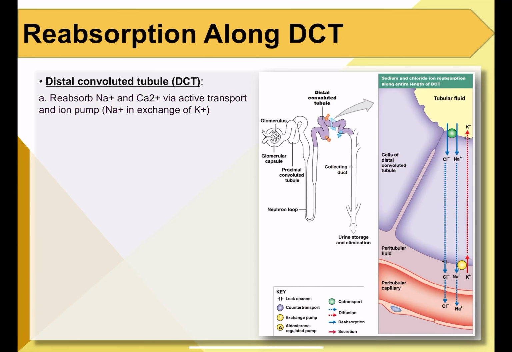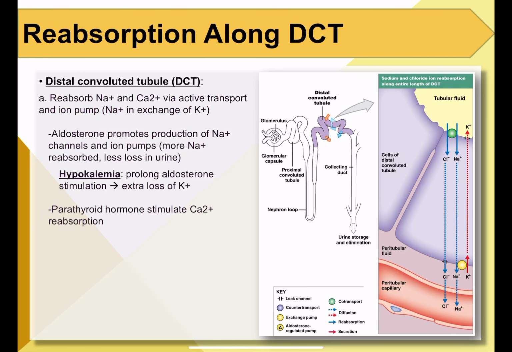All right, so now the third region is the DCT, your distal convoluted tubule, right here in this region of the nephron. This is where a few things are reabsorbed, like your sodium and calcium ions. Sodium ions are reabsorbed via countertransport of potassium. Remember your sodium potassium pump. Same thing here, countertransport of sodium and potassium.